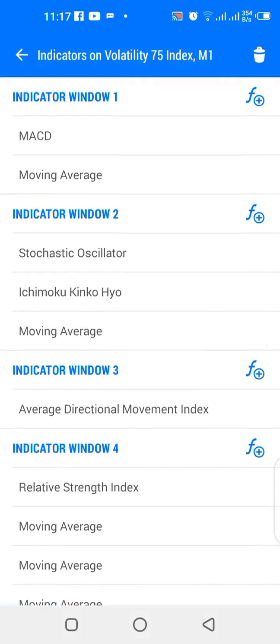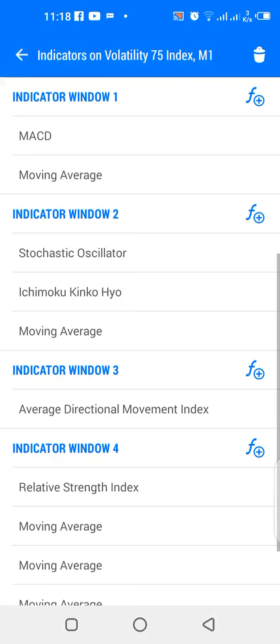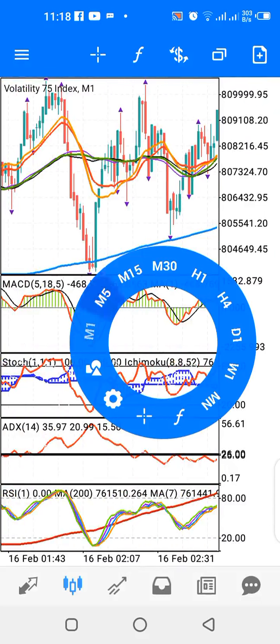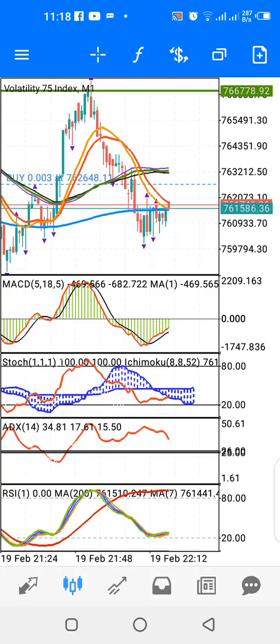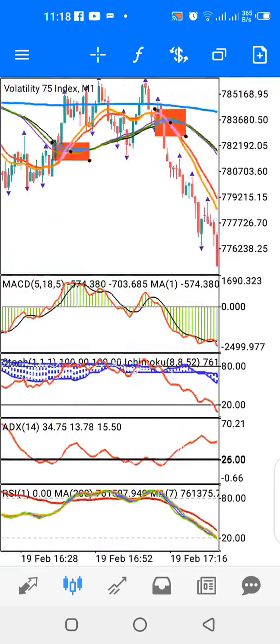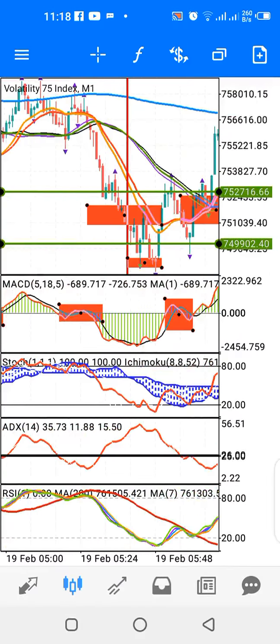Now, apart from stochastic oscillator and Ichimoku Kinko Hyo, we also have one moving average. Now, the parameter is 1 period. Method is linear weight applied to weighted close. Shift is 0 and the color is red. Now, let's go to the chart and look at the way it is being applied. Okay, on the chart. Okay, let's move to where I demonstrated, okay, here.